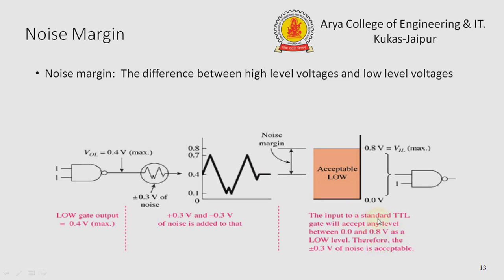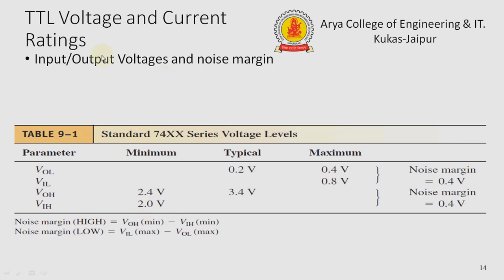This shows that the input to a standard TTL gate will accept any level between 0 to 0.8 volt as a low level. So 0.3 is acceptable as low level output. Here is the TTL voltage current rating between input and output voltage and noise margin. The typical value for minimum is 0.2 and for high is 3.4.